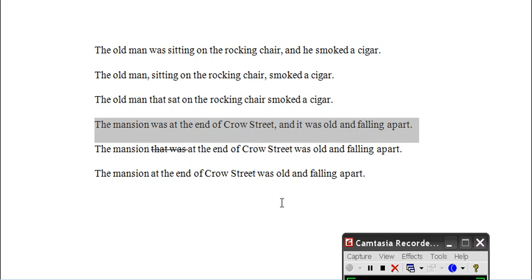So don't worry about it. Just get your first draft out. Write naturally how you write. However it happens to be, just write that way.